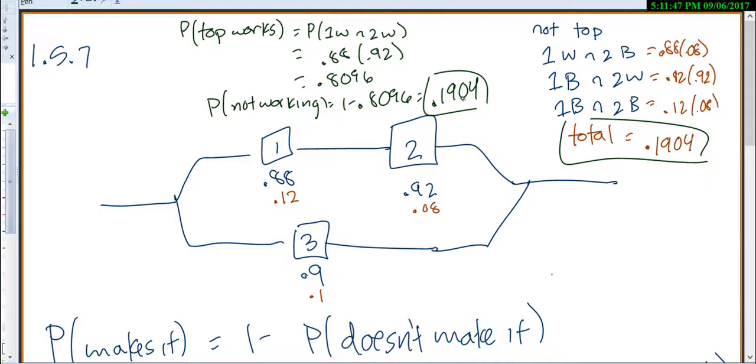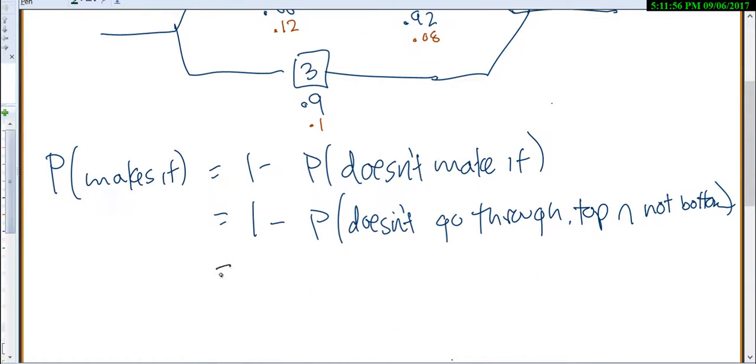But we now know the probability that the top doesn't work is 0.1904. And the probability that the bottom doesn't work, that's easy, that's just 0.1. So we said the probability that it makes it is 1 minus the probability that it doesn't make it. And for it to not make it, that means it doesn't go through the top and it doesn't go through the bottom. Well, we found each of those probabilities, and it's an 'and', so we can just multiply the two. The probability that it doesn't go through the top is 0.1904. And the probability that it doesn't go through the bottom is just 0.1. So this gives me 0.98096.